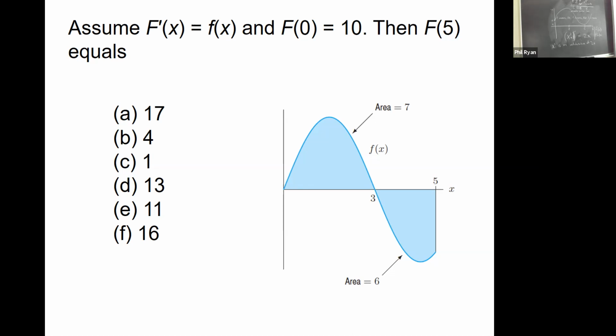So big F starts at 10. When it gets to 3, it's at 17, because we've added 7 to it. But then from 3 to 5, we subtract 6 from it. So the answer is E, 11.